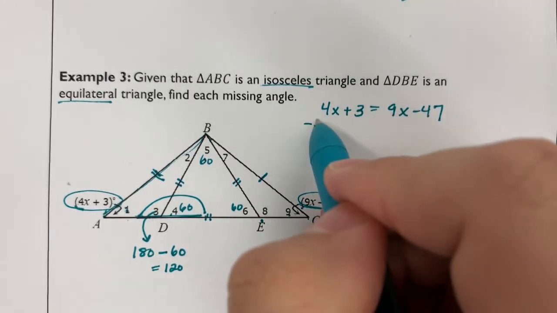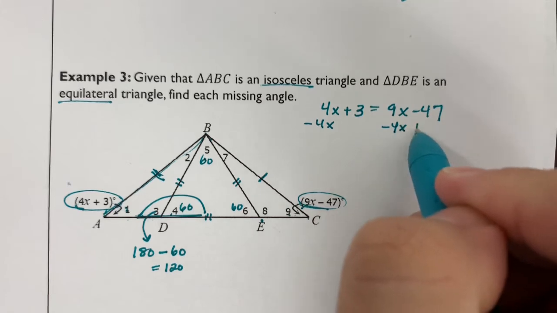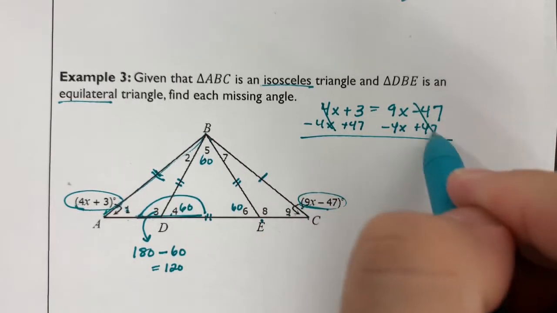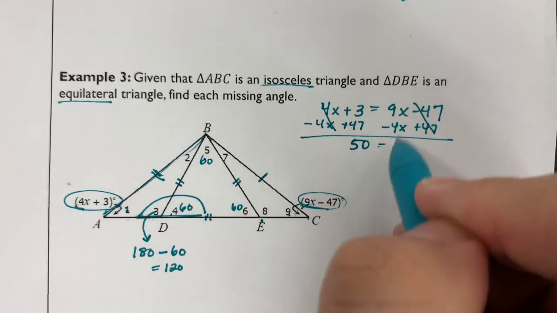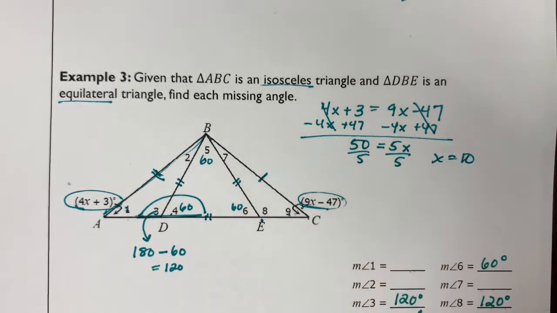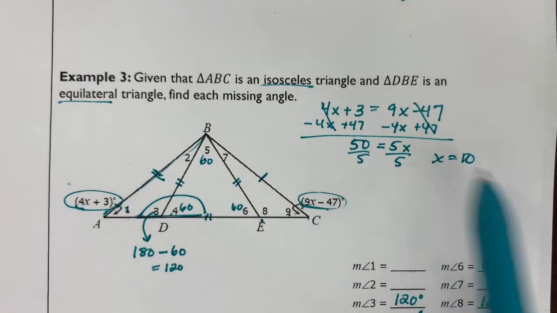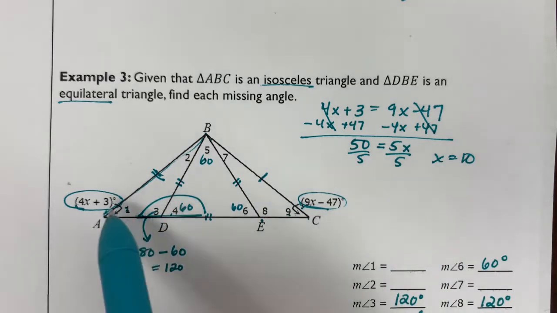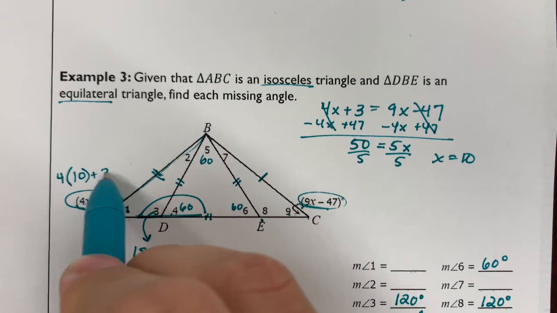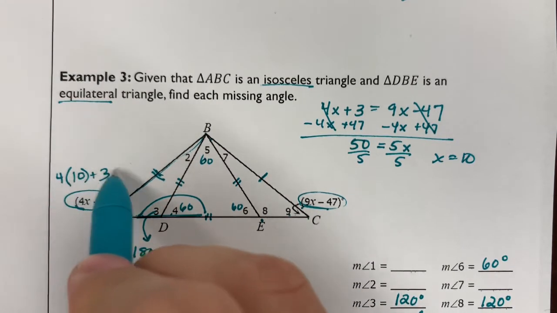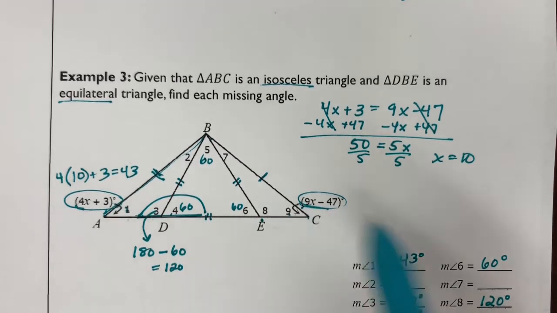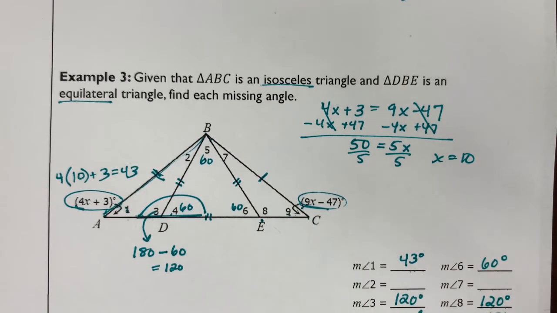So I'll just do my algebra here, minus 4x from both sides, add 47 to both sides. So now those cancel, those cancel. So now I have 50 is equal to 5x. Divide both sides by 5, and I get x is equal to 10. Now that's not necessarily the measure of the angle, that's just my x value. So I'm going to substitute this into this one. I have 4 times 10 plus 3, well, that's going to be 43. So I know if angle 1 is 43, then angle 9 is also 43 degrees.